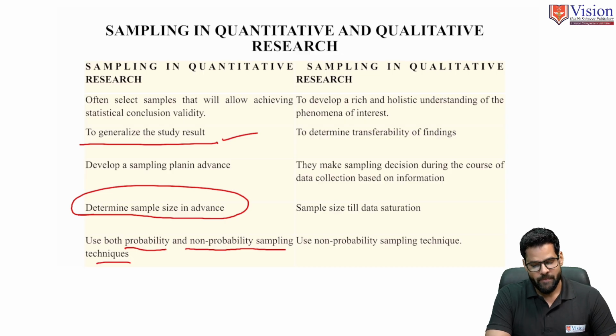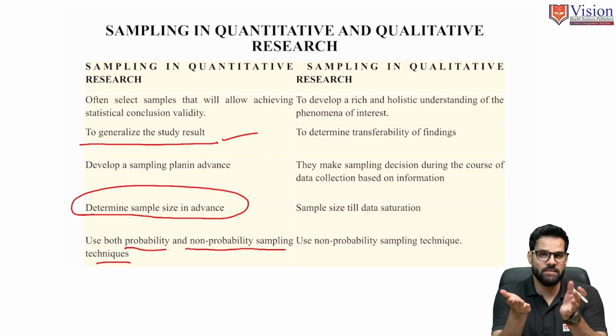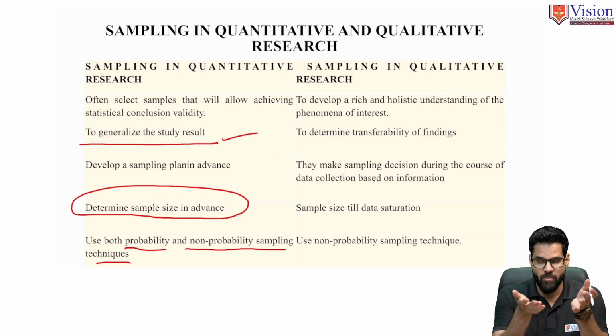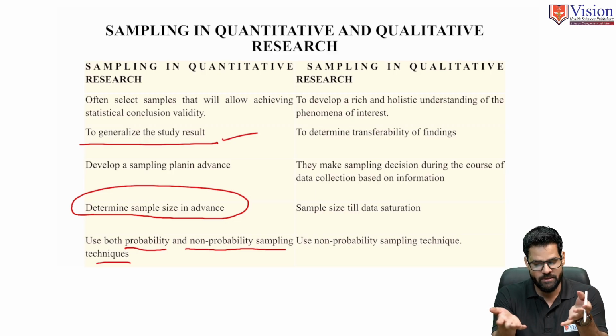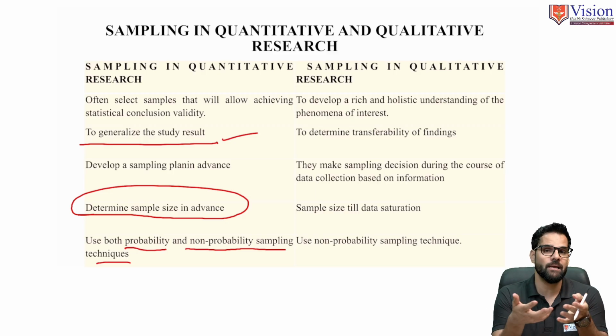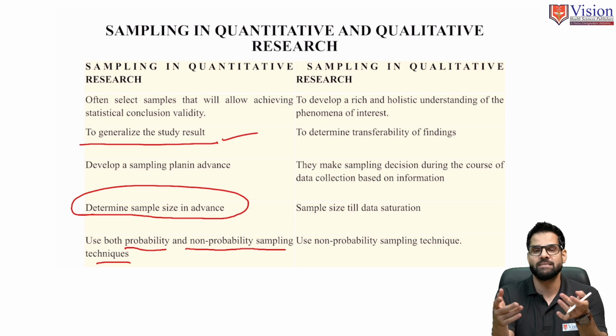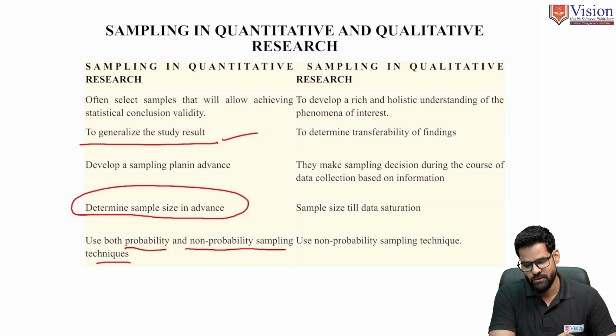Usually you see that some quantitative researchers use probability sampling, where they use random methods, and some use non-probability sampling, such as purposive sampling. They select based on their convenience and so on.